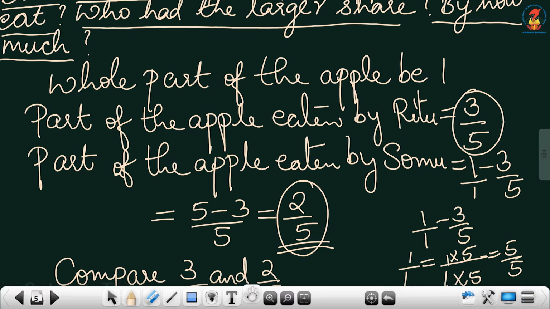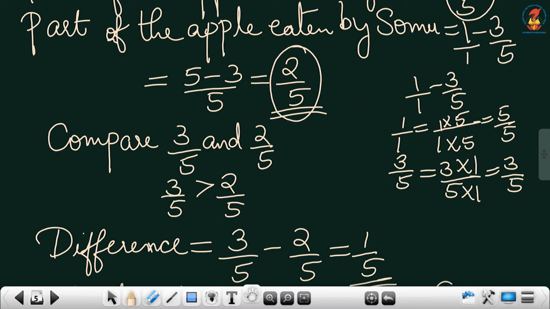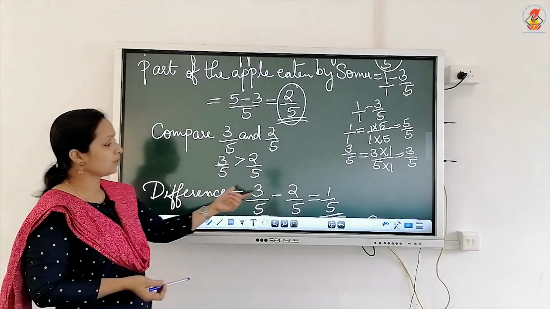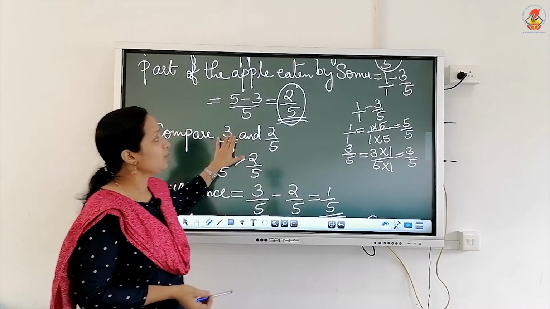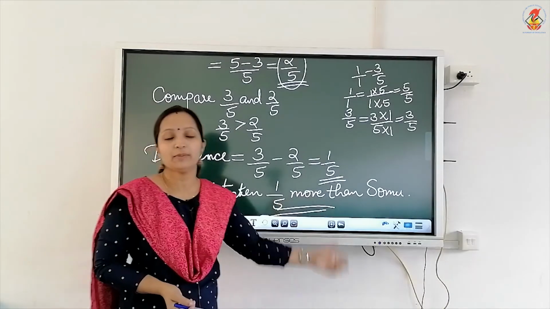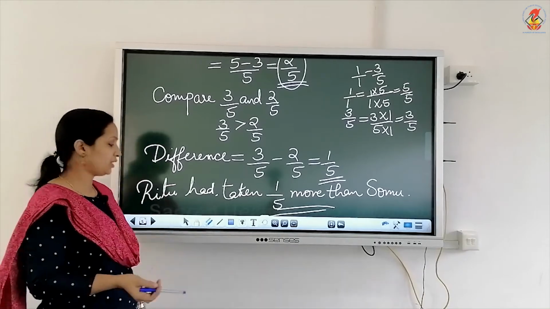And the second part of the question: who had the largest share? That means we have to compare these two fractions. They are like fractions, so the greater numerator will be the greater fraction. So what answer did you get? 1 by 5. So what is the final answer? Ritu had taken 1 by 5 more than Somu. I think this answer is clear. Move to the next question.